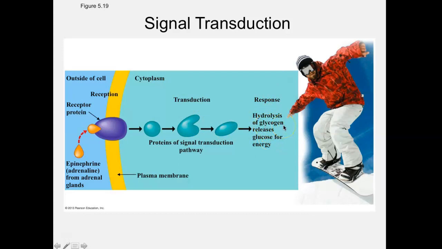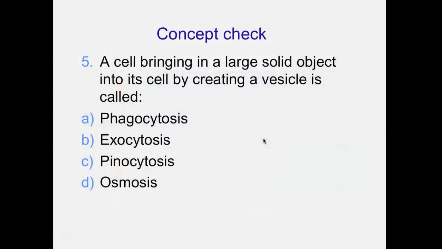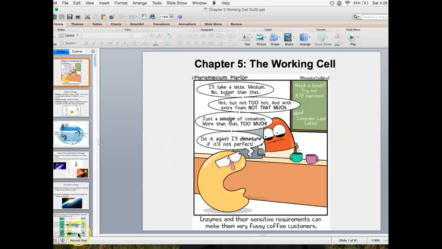Remember, glycogen is the molecule that stores glucose for us. If we break that down, we release energy or glucose into our bloodstream so that we have more energy available to do things like snowboard, I guess. Okay? So that's a signal transduction pathway. All right, so a cell bringing a large solid object into itself by creating a vesicle is called, your answer should be A, phagocytosis. All right, I think that's it, and that's the end for chapter 5.